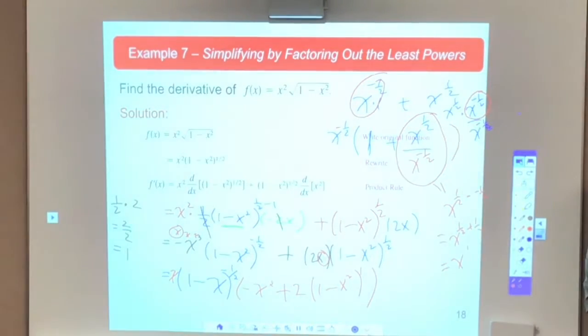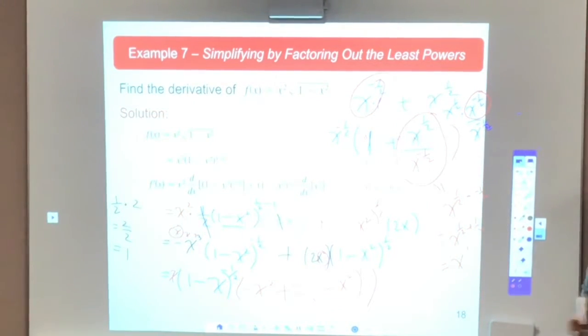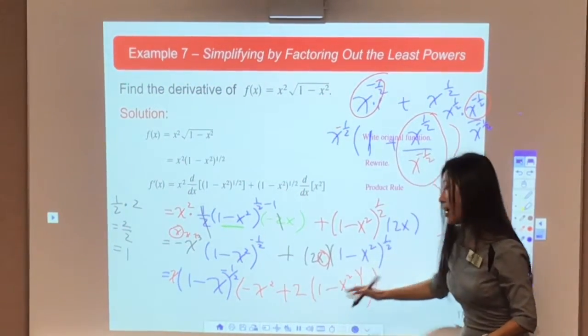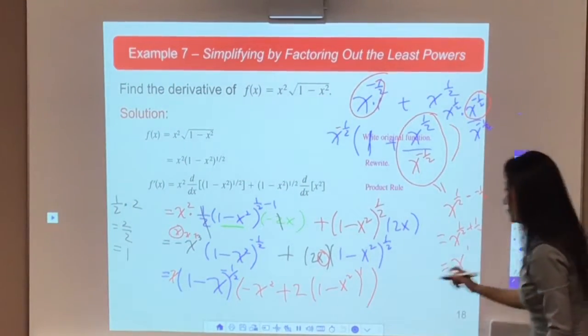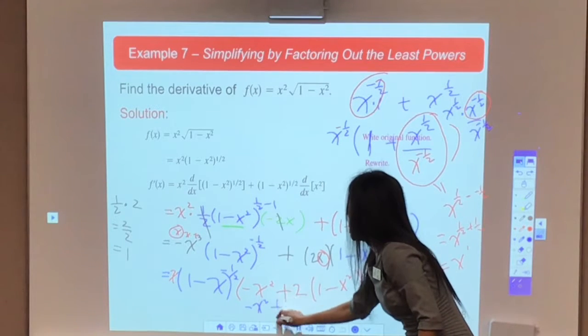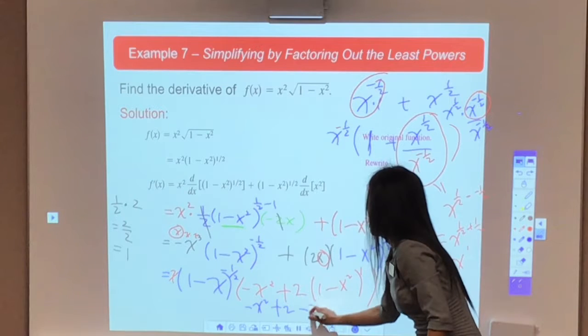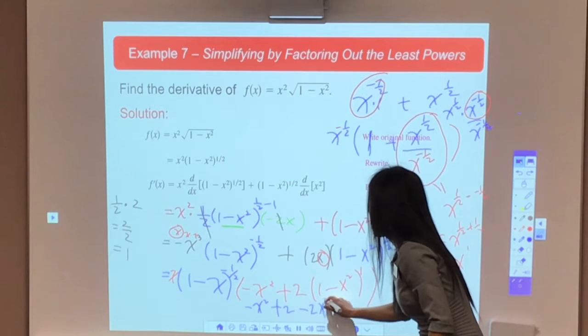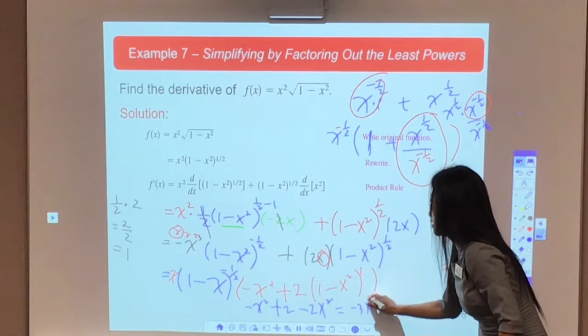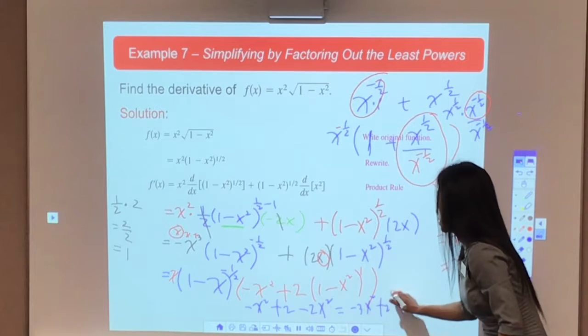Is that it? I'm almost done. Oh, man. Okay, this is the done part, but I need to finish this part. I need to factor that out. What's that equal to? So negative x squared plus 2, this gives you what? Negative 2x squared. So combine this, what do you get? Negative 3x squared plus 2.